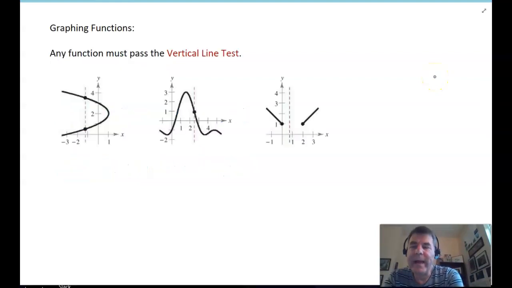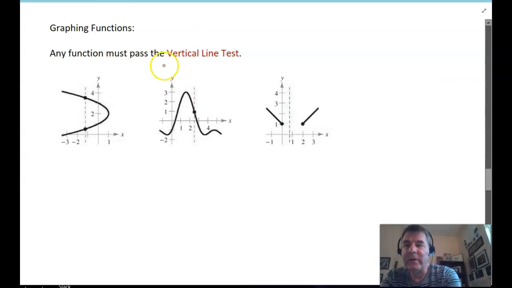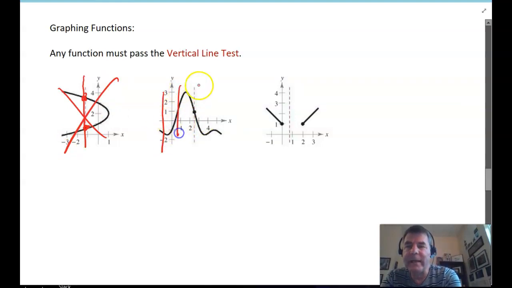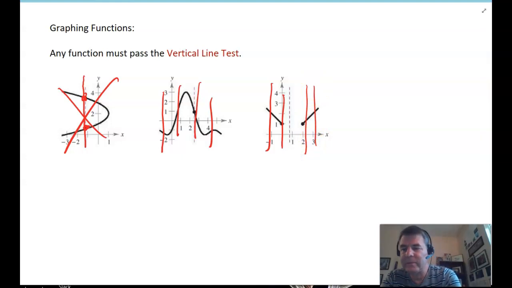Now, the graph of any function must pass the vertical line test because remember that for any value of x, you can only have one value of y. So if I draw a vertical line, notice I have two values of y, so that fails. That is not a function. Now here, if I took a vertical line and I moved it from left to right, anywhere I put it, it would only hit one value of y, so that is a function. Same here. No matter where I put a vertical line on the graph of that function, it only hits it once, so it is a function.